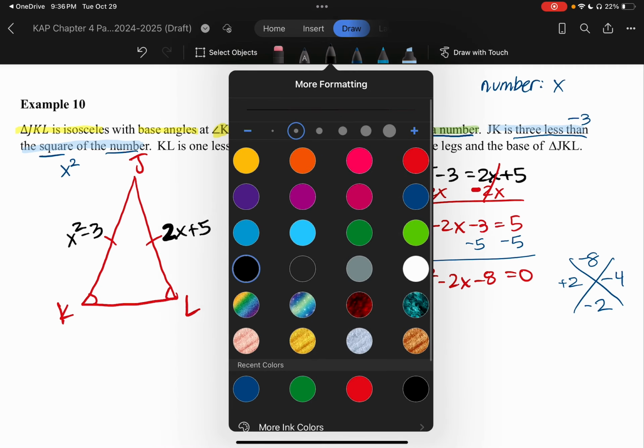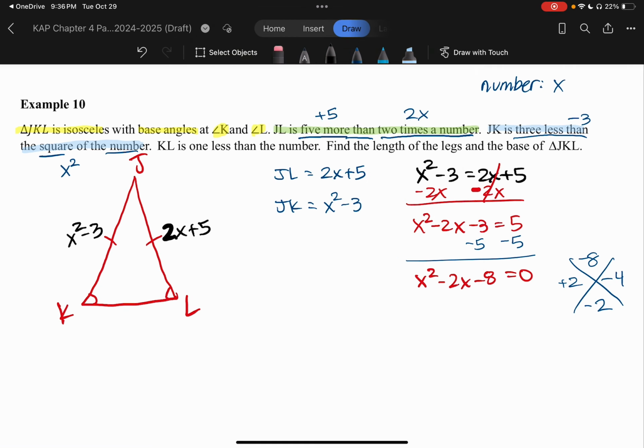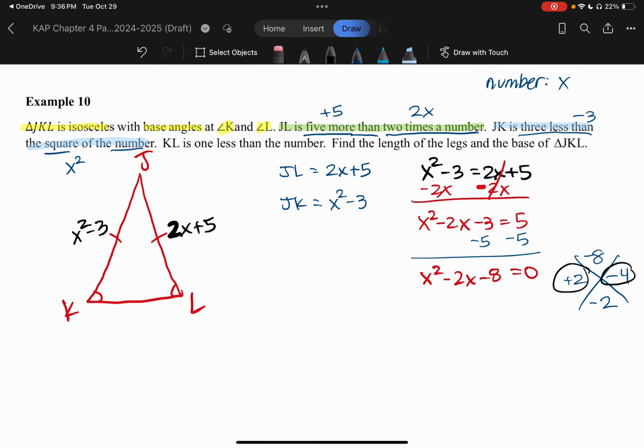So this represents my factors. When there is no number in front of x squared, this is just your factors. This only works, though, when there is no number in front of x squared. So our factors here are going to be x plus 2 and x minus 4, and that's equal to 0.